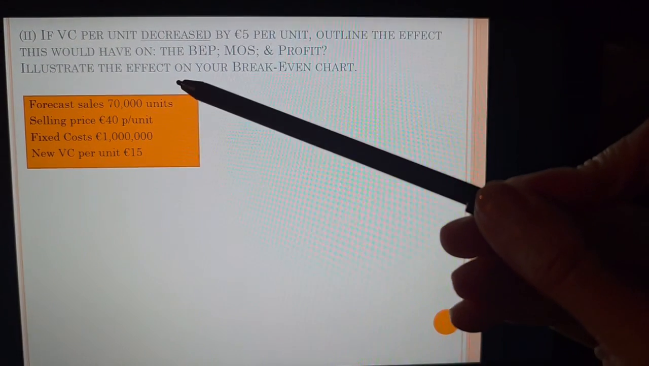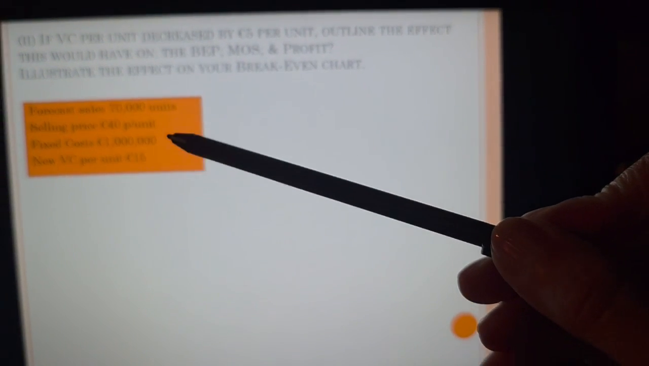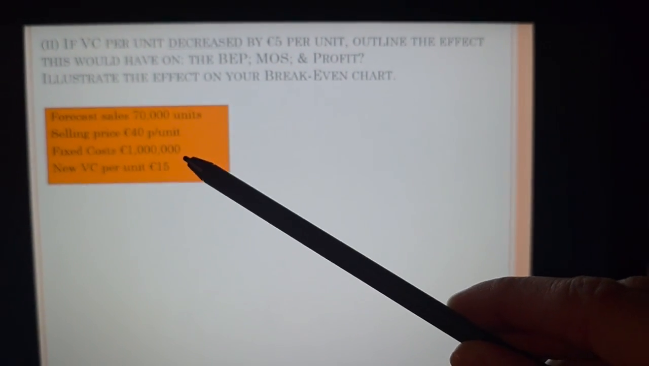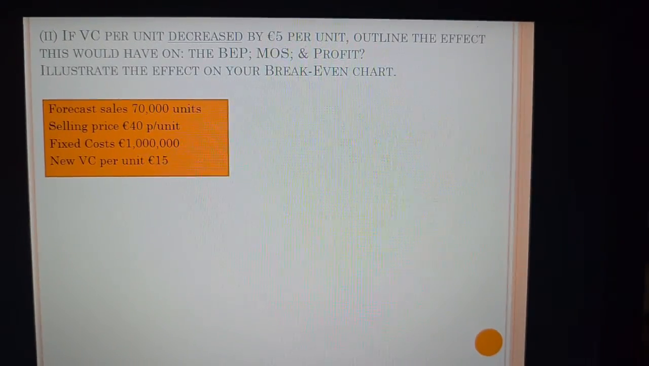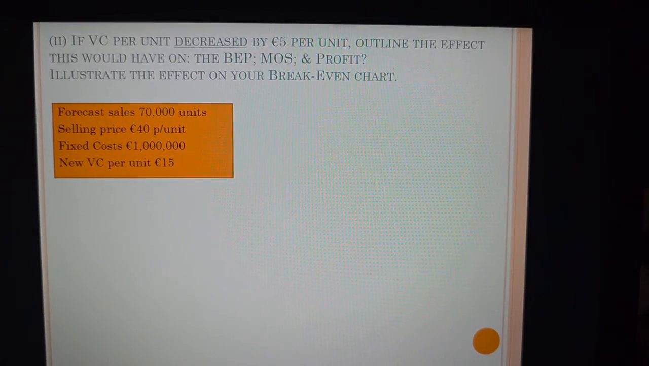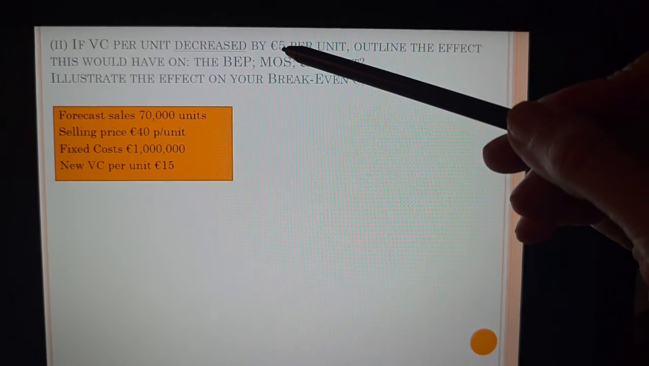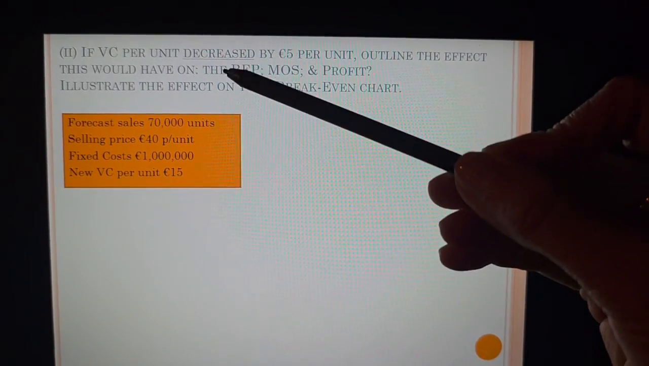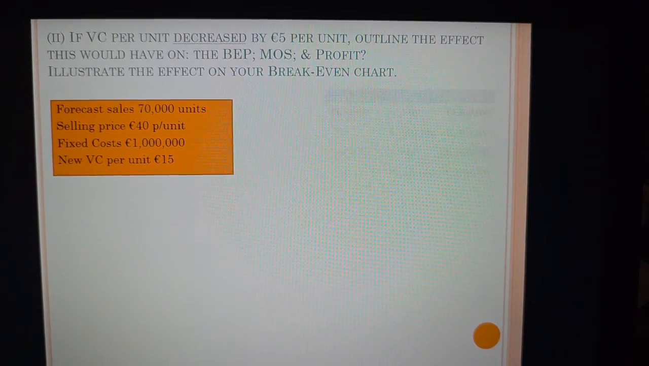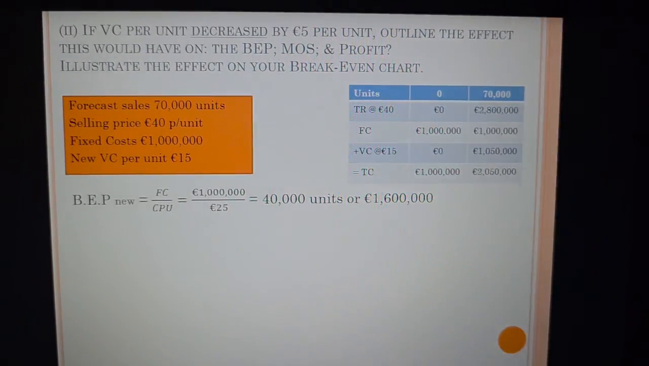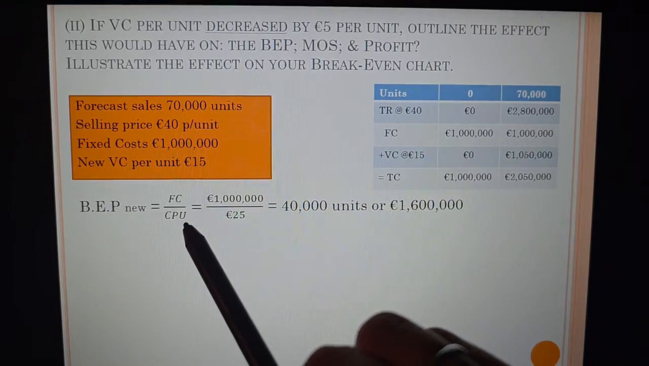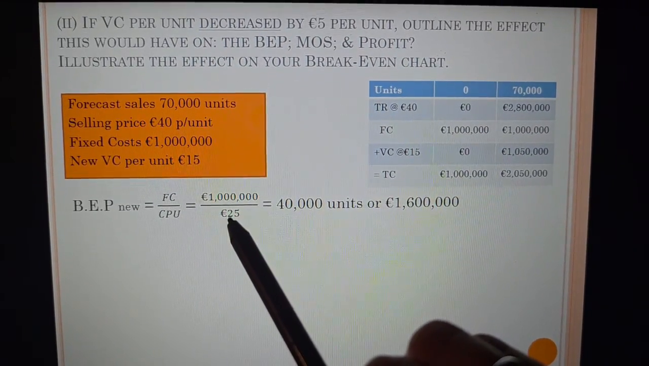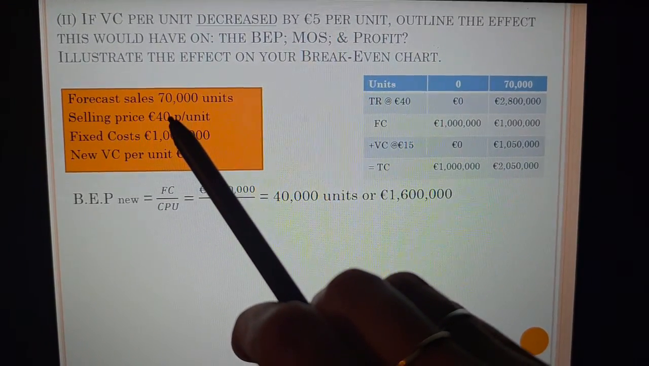Okay, so these were the figures that were given earlier on. I've already adjusted the variable cost. Okay, it was €20 per unit, but now they're telling me that it has decreased by €5. So it's now going to be €15 per unit. Okay, so I'm going to go and calculate the new break-even point. Okay, fixed costs all over contribution per unit. How did I get contribution per unit? It's selling price per unit, which is 40.